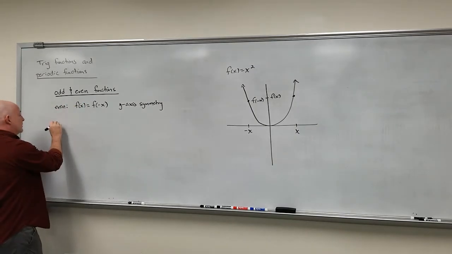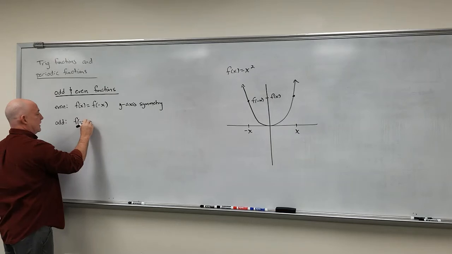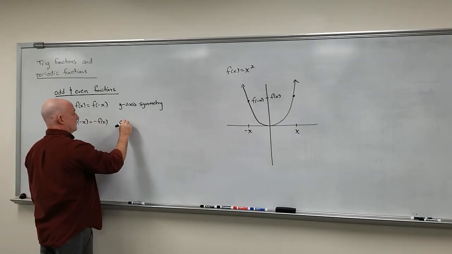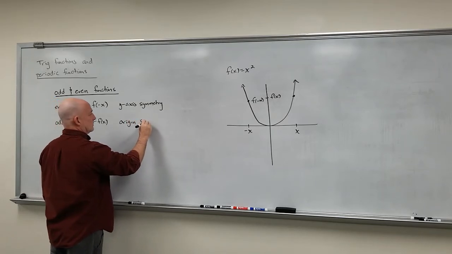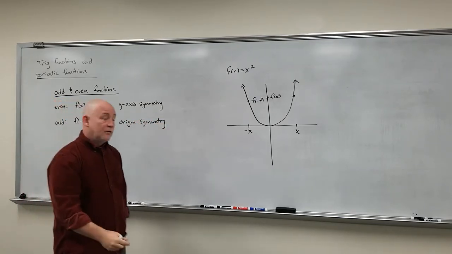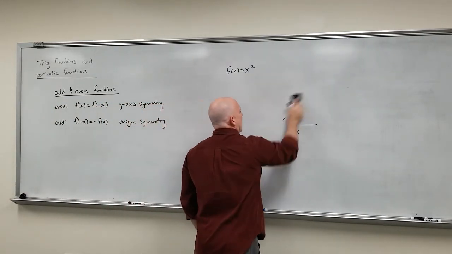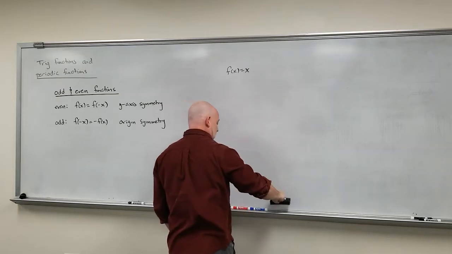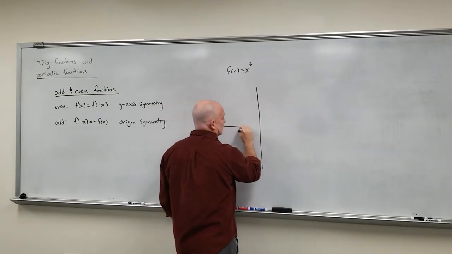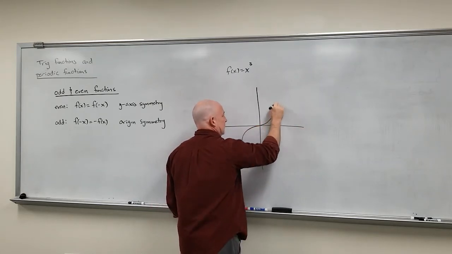An odd function, this one's a little bit harder to explain. This says f of negative x is negative f of x. This actually has origin symmetry. So a function you may recognize from the past that is odd, or has origin symmetry, would be x cubed. Remember, x cubed looks kind of like this S shape that comes up here.